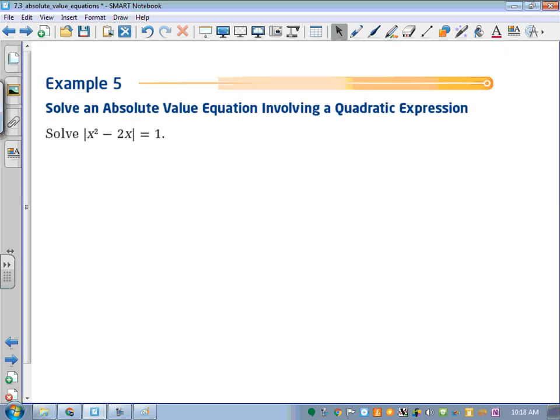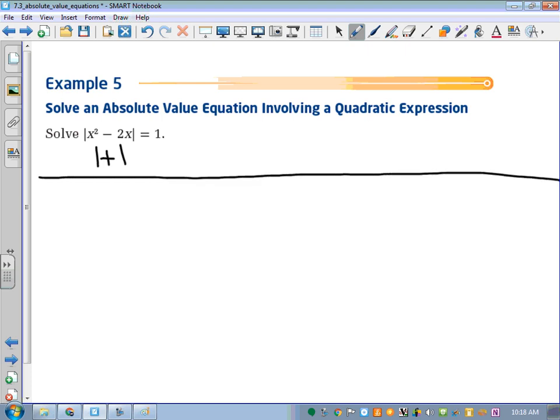This one is tricky because it has a quadratic expression inside the absolute value. But it's really important to not let that throw you off. We're not going to do anything different. We're going to talk about, okay, when we're solving the absolute value of a positive, and then when we're solving the absolute value of a negative.